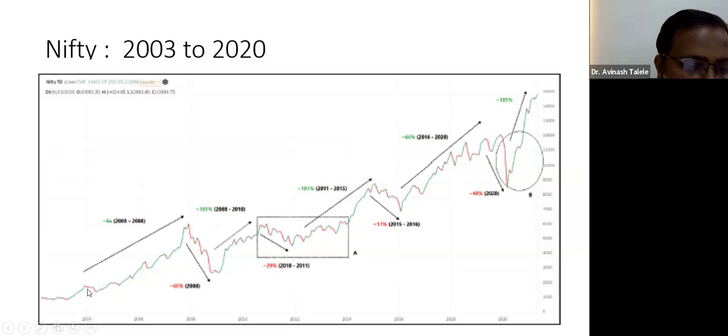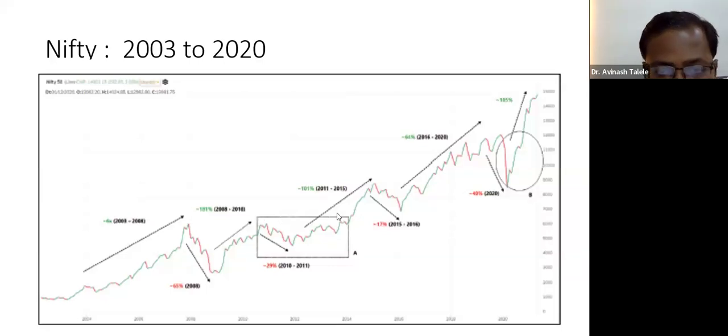So from 2003 to 2008, Nifty rose and gave around 6% returns. And there was a correction in 2008. It tanked down by 65%. This is the famous subprime crisis that we all know, the Lehman Brothers crisis. So once it tanked down, again it grew and went up by 181% by 2010.